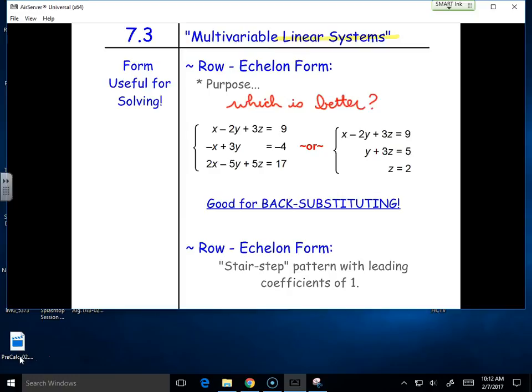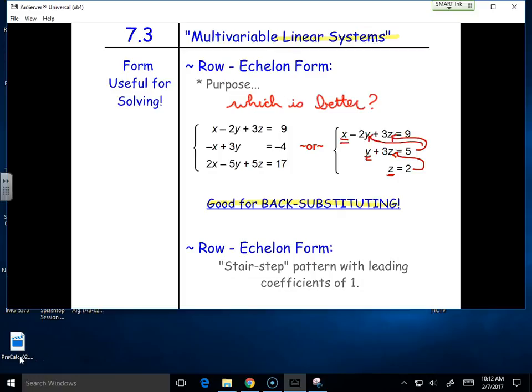Hey guys, which one do you like better, the left one or the right one? The right one. Why? Because you already have z given. And what can you do with z? Plug it in. Go back. And what can you do once you solve for y? Go back another one. Go back and plug in for y and z and find x.